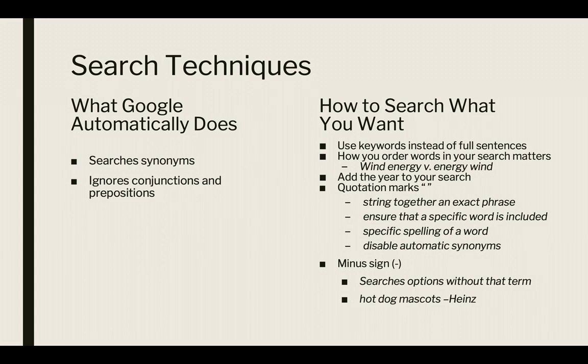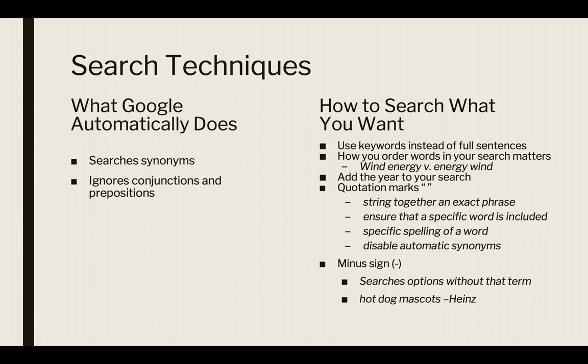What Google automatically does when you put search terms into the search engine is that it searches for synonyms, which is handy because there are many times when I type a word and I mean many synonyms of that term. It ignores conjunctions and prepositions. When I put "and" between potatoes and carrots, it's going to take out the "and" and just go potatoes, carrots. It's also going to be prioritizing nouns.